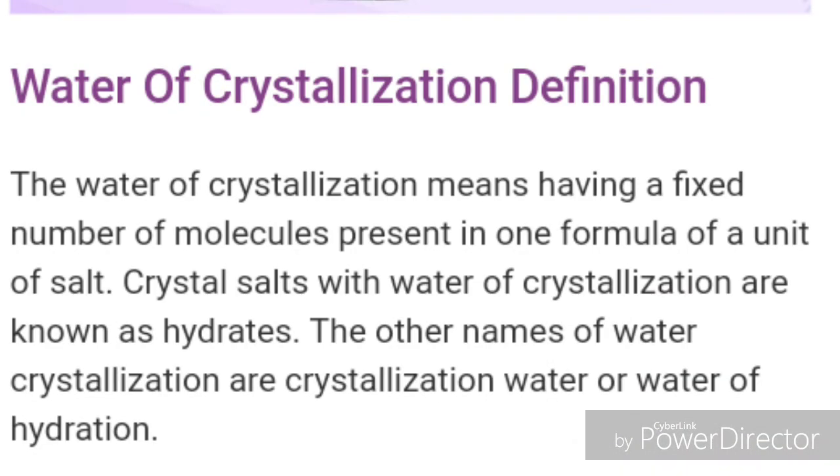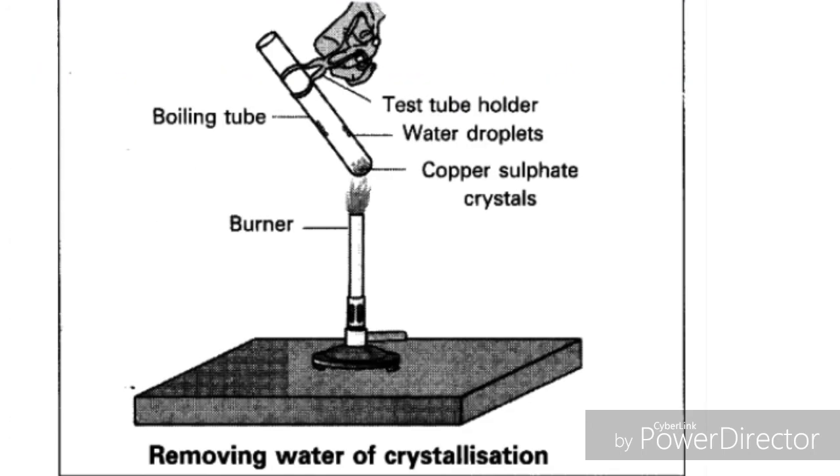The water of crystallization means a fixed number of water molecules present in one formula unit of a salt. Crystal salts with water of crystallization are known as hydrates or hydrated salts. The other names of water of crystallization are crystallization water or water of hydration. Now let us learn about an experiment which proves that water of crystallization can be removed by supplying heat with the help of a Bunsen burner.